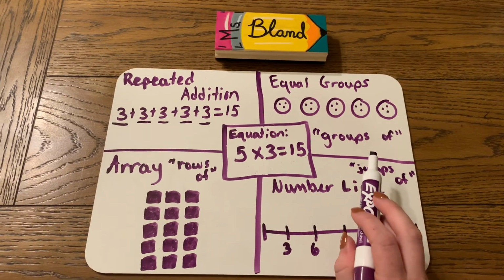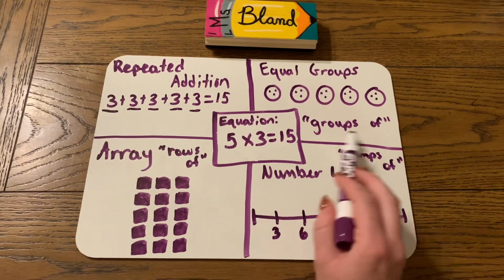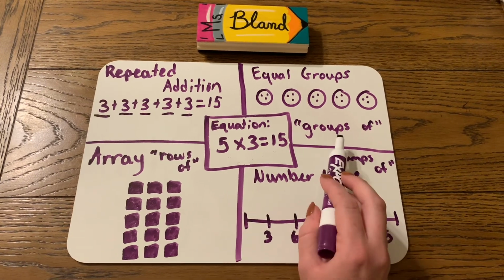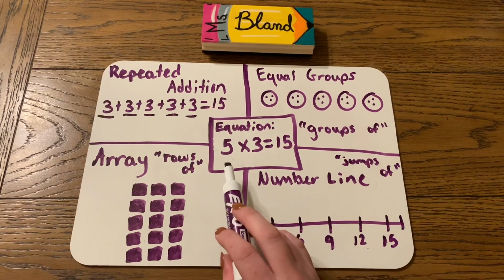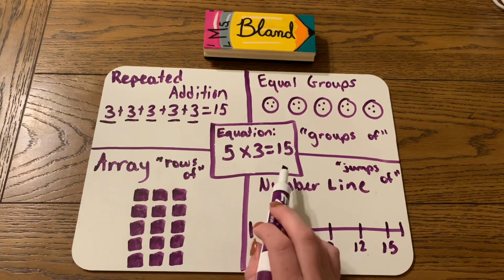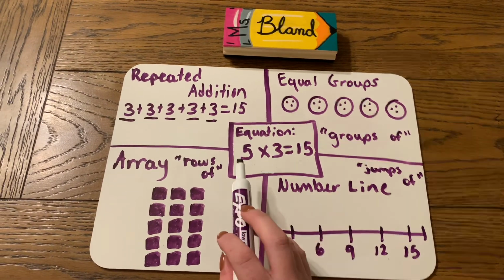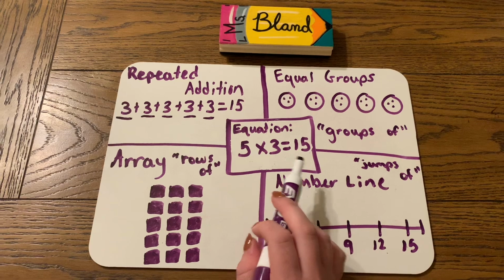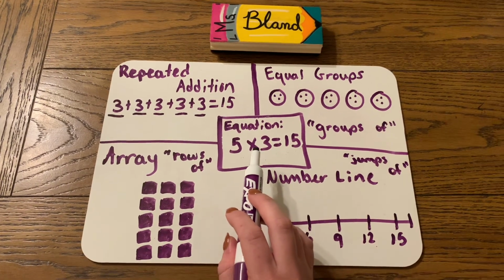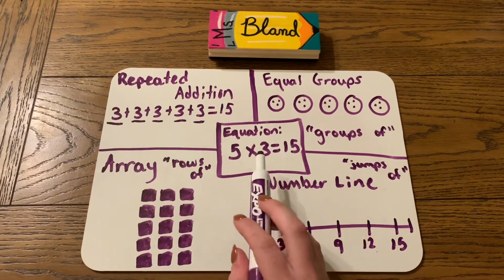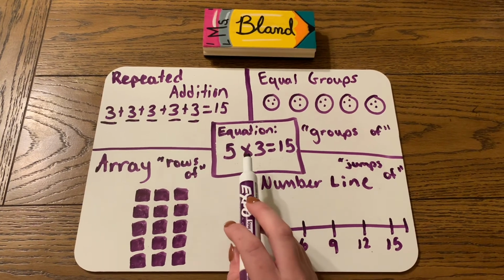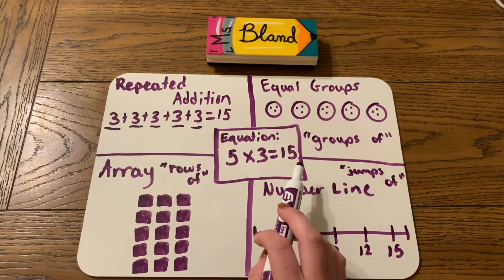Moving to equal groups. So the big term here, what I have in quotation marks, is "groups of." So I tell students that we can read multiplication equations as a sentence. So 5 times 3 equals 15. We would read that multiplication sign as "groups of." So if we were saying this out loud, this would be 5 groups of 3 equals 15.